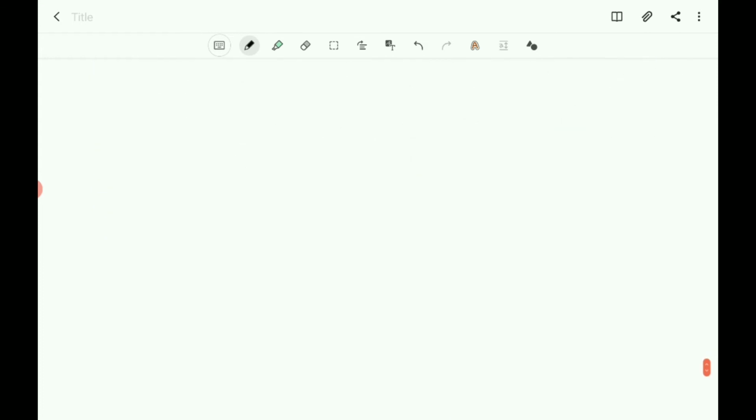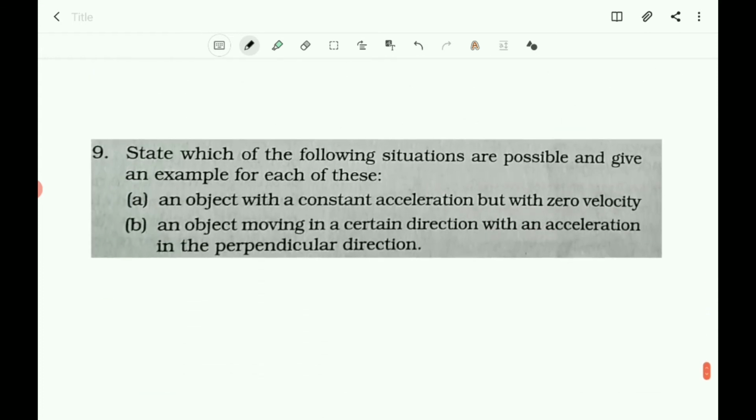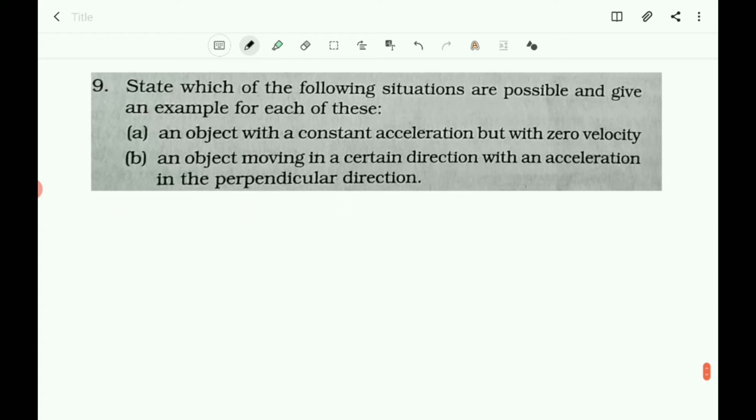Next, let us take the next question, that is the 9th question. What is that question? State which of the following situations are possible and give an example for each of these.